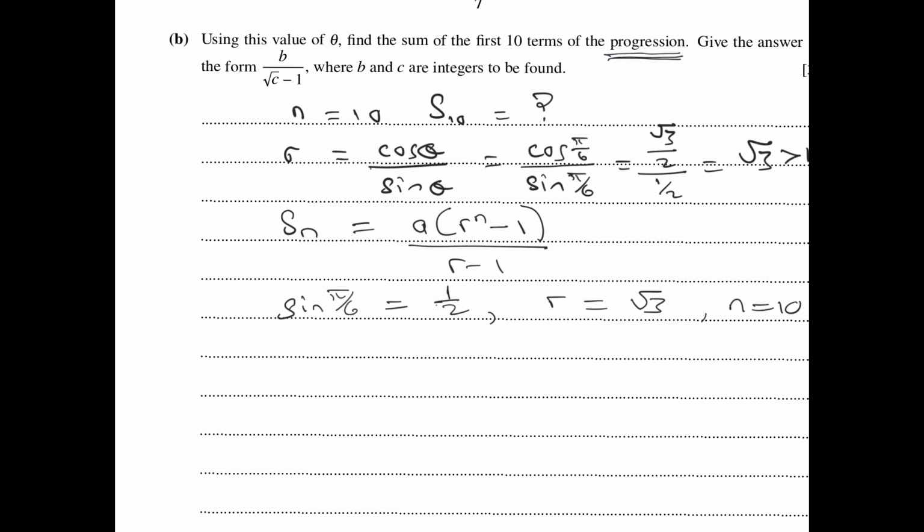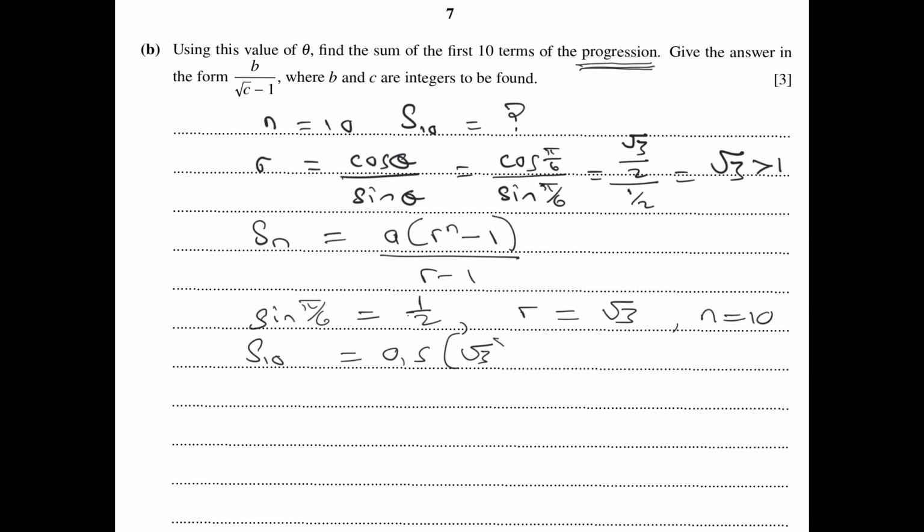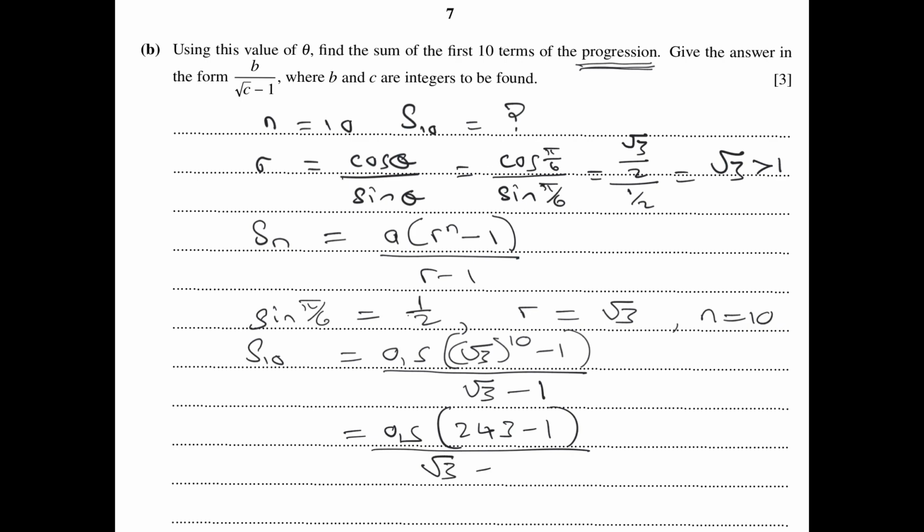So using those, we have S10 is equal to 0.5 in brackets square root of 3 to the power of 10 minus 1, all over square root of 3 minus 1. Okay, so the sum of the first 10 terms, we are saying 0.5 in brackets square root of 3 to the power of 10 minus 1 over square root of 3 minus 1. So what do we have there? We're going to have 0.5 in brackets square root of 3 to the power of 10. It gives us 243, minus 1, all over square root of 3 minus 1.